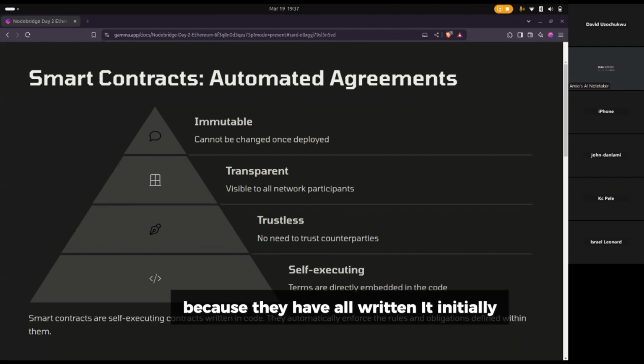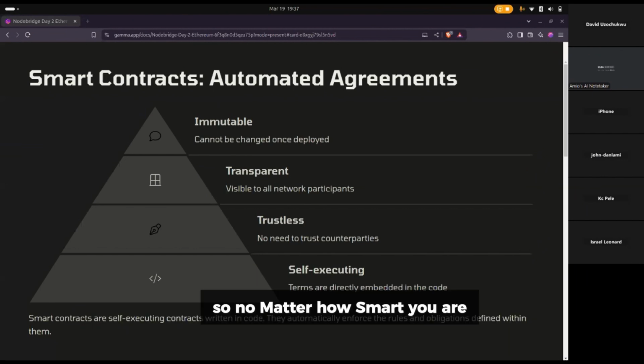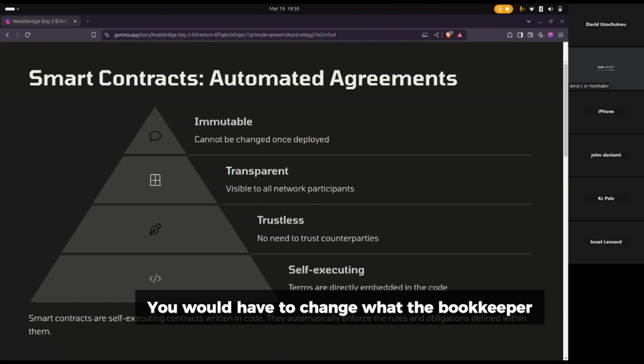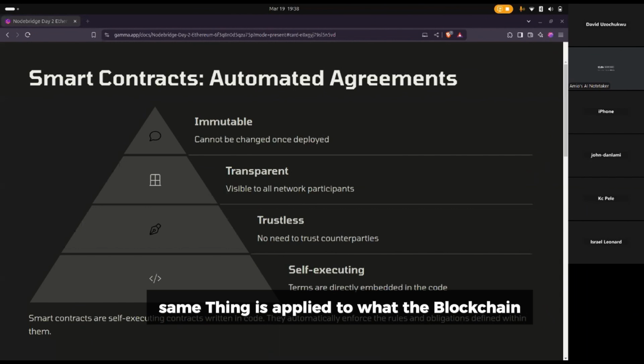Because they have all written it initially that you bought that bread at 1.5. You now see that it is difficult for him to change that. So no matter how smart you are, for you to be able to do that, you would have to change what the bookkeeper, the cashier, the store manager has written. Same thing applies to the blockchain.